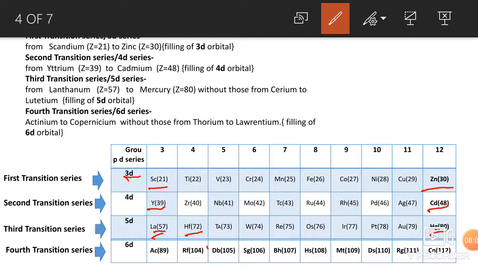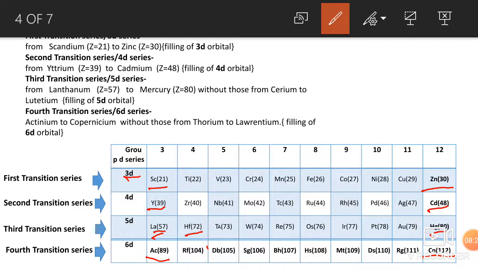Okay. Then next, fourth transition series. This fourth transition series starts with actinium, which has atomic number 89, and it ends with copernicium, which has atomic number 112.